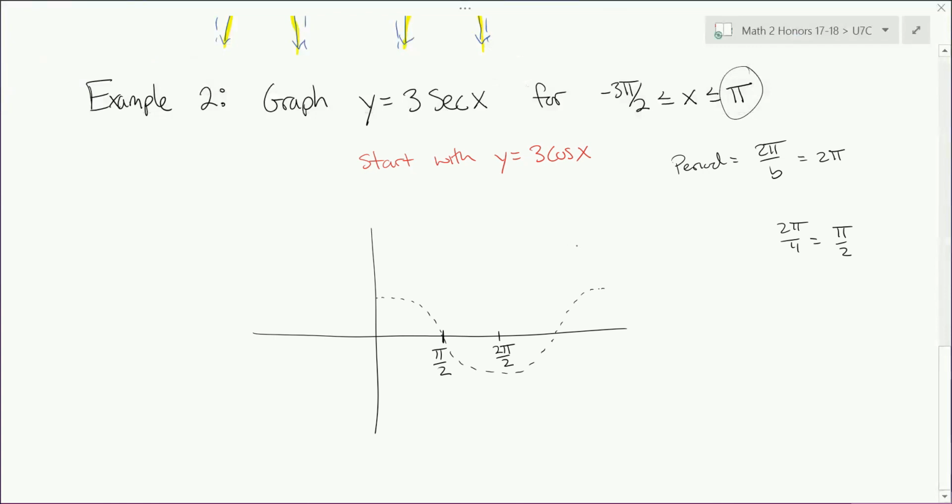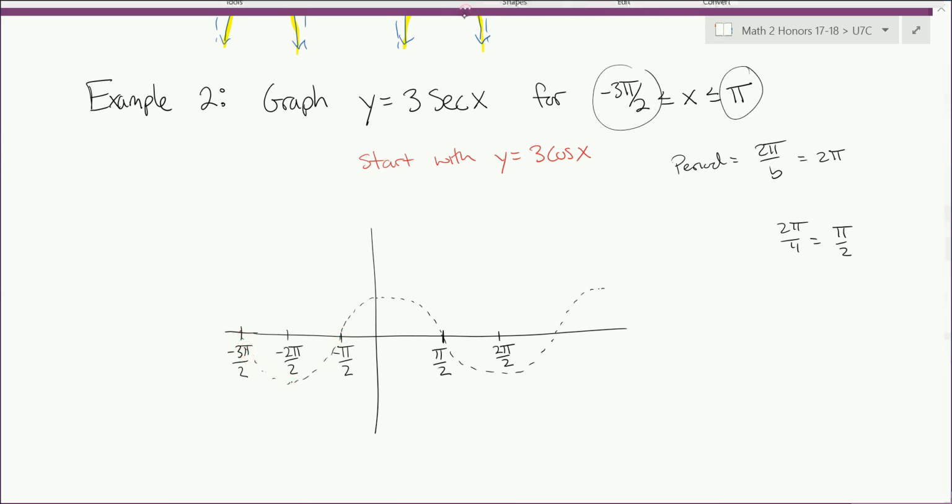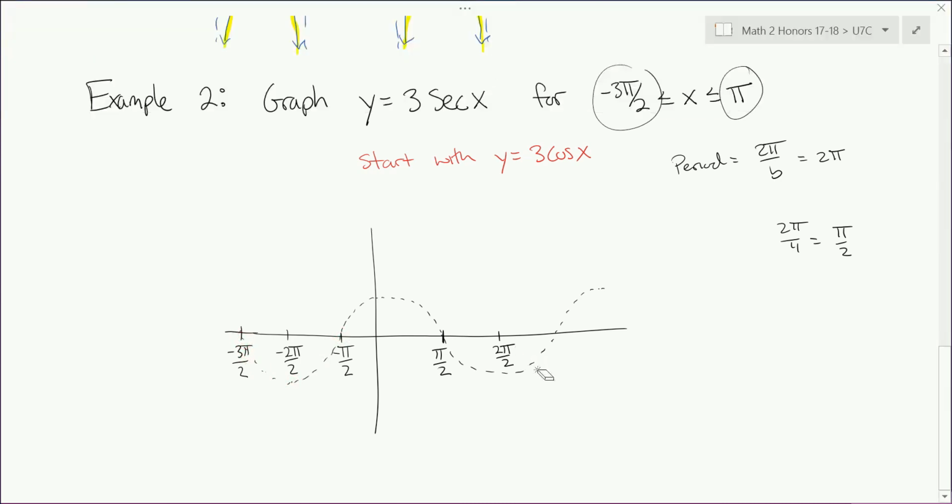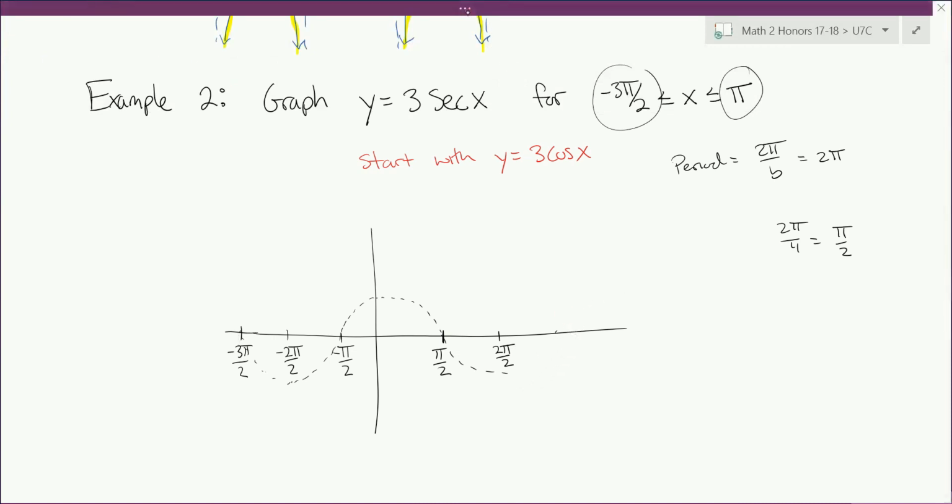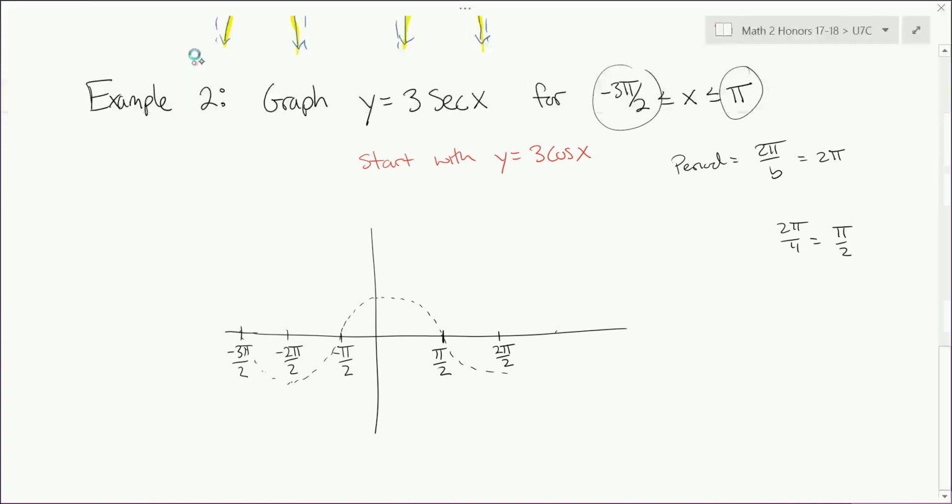Now we want to go back, and I'm counting pi over 2, so negative pi over 2, negative 2 pi over 2, one more, negative 3 pi over 2, and that's as far left as we want to go. So it's the x-intercept, gets to its max, goes back to the x-intercept, and just so I don't forget, I'm going to erase what I don't want. Okay, so that's the helper part.